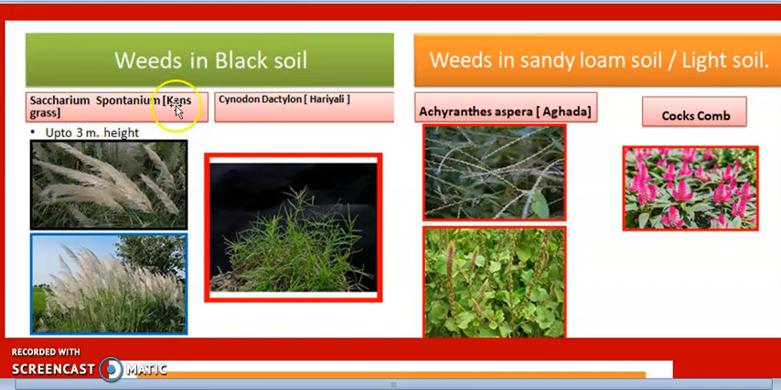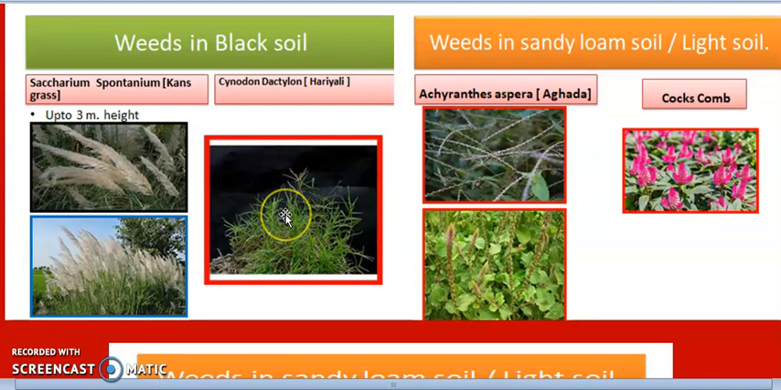There is Kans grass, that is the Saccharum spontaneum species, and it grows up to 3 meters in height. In the second image we see Cynodon dactylon, that is known as hariali. It is majorly found frequently in black cotton soil.